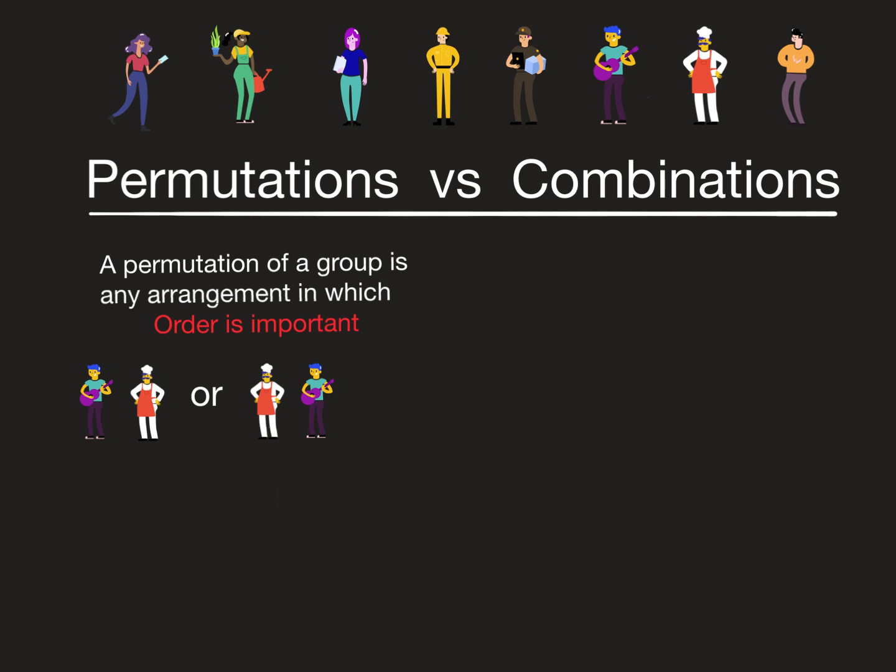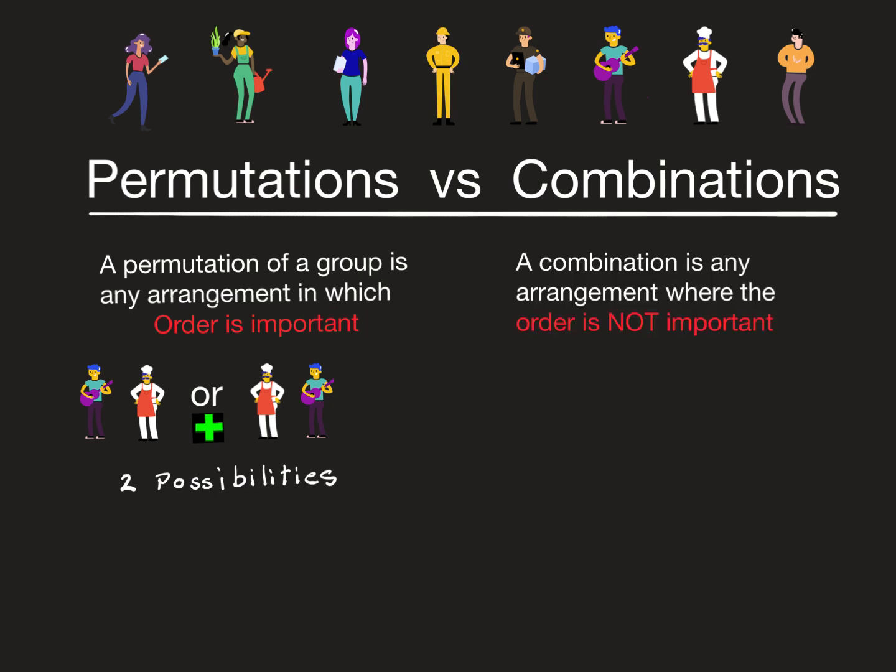The word "or" usually means plus. In other words, it means that we're adding the possibilities. So in this case, we have 2 possibilities or 2 permutations. So how do permutations differ from combinations? A combination is any arrangement where the order is not important, so we choose one possibility. There is one possibility only.